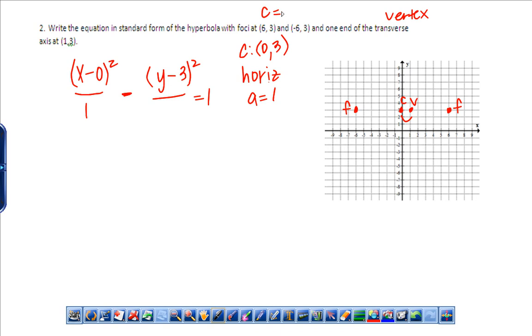So I'm going to go ahead and use my c squared equals a squared plus b squared. So c squared is, let's find this difference right here. So that's going to be 6. So this is going to be 36 equals 1 squared. Whoops, sorry, don't need the squared. 1 plus b squared. If I subtract that, b squared is going to be 35. Don't need to square root it. That's just my answer. All right, that's it.